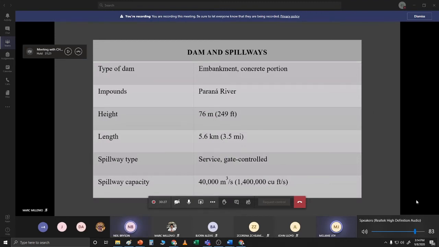So, yung dam spillway po niya, type of dam po is embankment dam. Tapos yung impounds po is kung saan din po yung source, which is Parana River. Ang height po nito is 76 meter, which is equivalent to 249 feet po in English. Tapos yung length po niya is 5.6 kilometer and 3.5 miles naman po in English. Tapos yung spillway type niya po is gate control. Tapos yung spillway capacity po is 40,000 cubic meter per second.